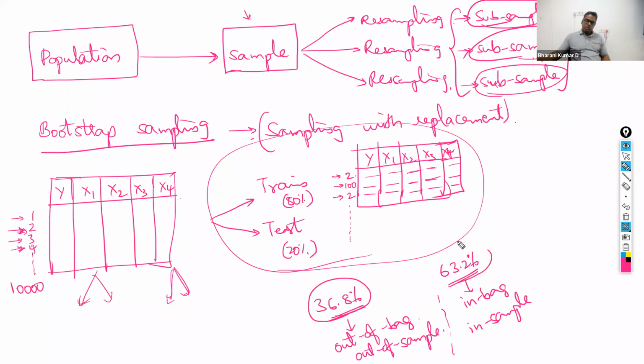Okay, so 63.2% will be the probability of these instances to be selected in training data. 36.8% is the probability of each instance that it will be out of training data. Out of training means it can be part of validation data or test data set from a machine learning or predictive modeling standpoint. You can do this experiment and you'll very soon understand this. Okay, next.